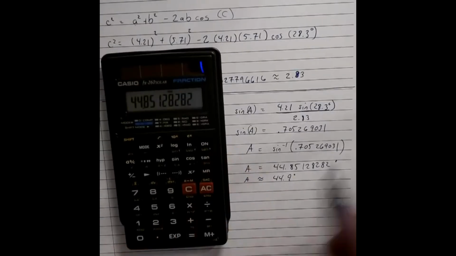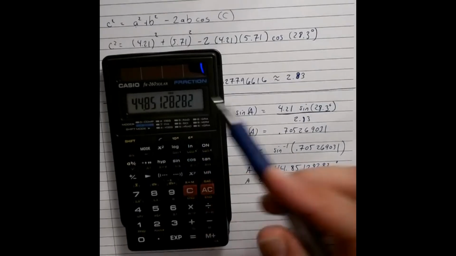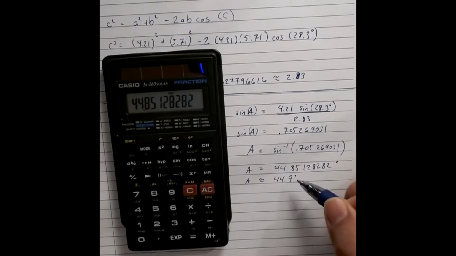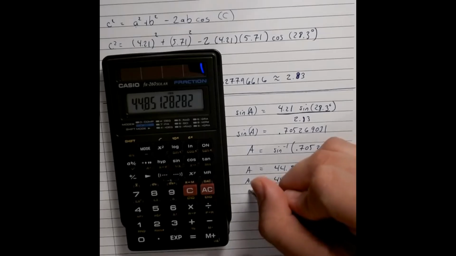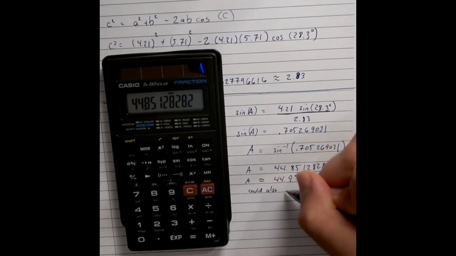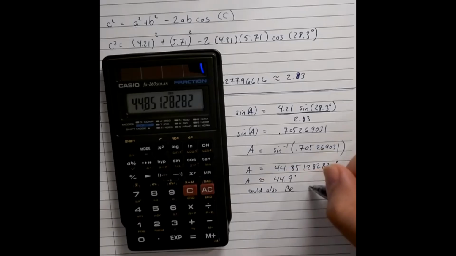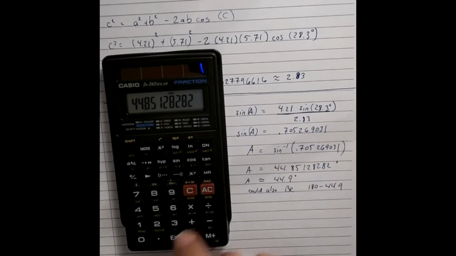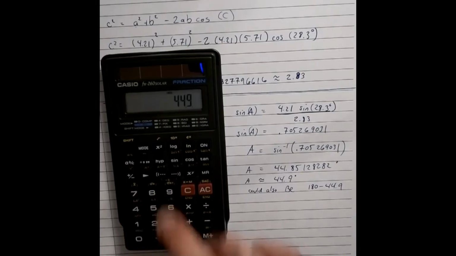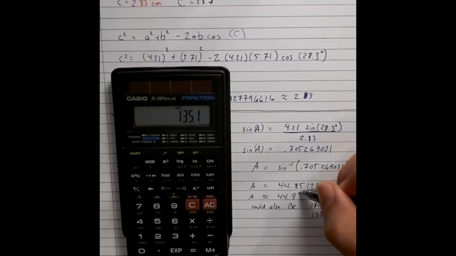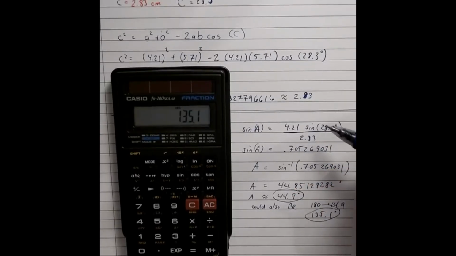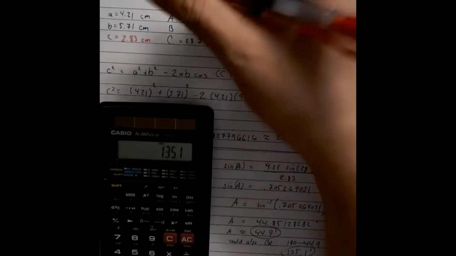Now, remember, whenever you take an arc sine, an inverse sine, you may get a second answer. So even though A is this answer, it could also be 180 minus 44.9, which is, well, let's see, 180 minus 44.9, and that's going to be 135.1 degrees. So careful, we might end up with two triangles here. There's this one or this one.